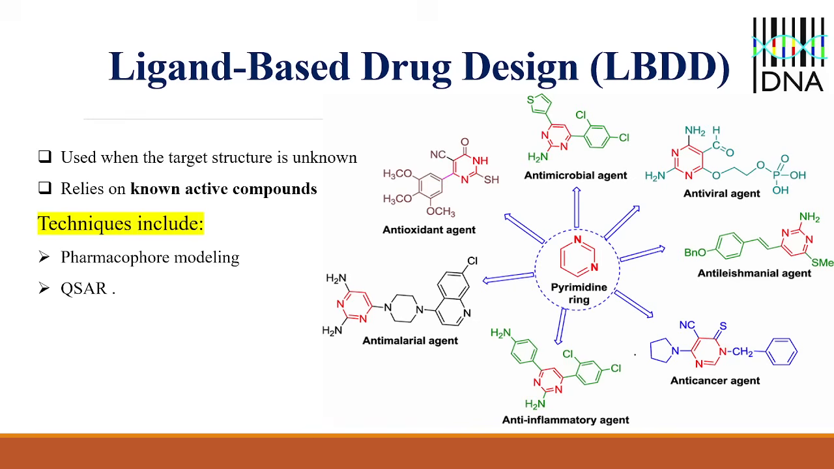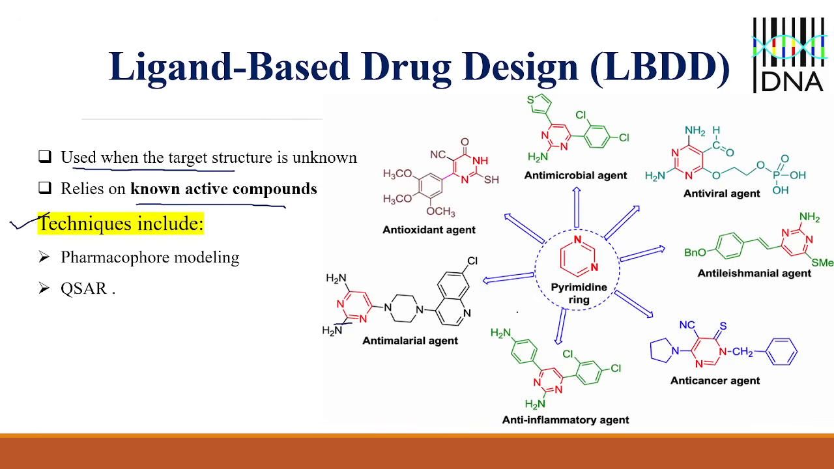Okay. Now next comes ligand-based drug design. Ligand-based drug design is used when the target structure is unknown. If our target structure is unknown, we can go for ligand-based drug design. It mostly relies on the known active compounds. So what are the techniques in ligand-based drug design? That is pharmacophore modeling and QSAR.